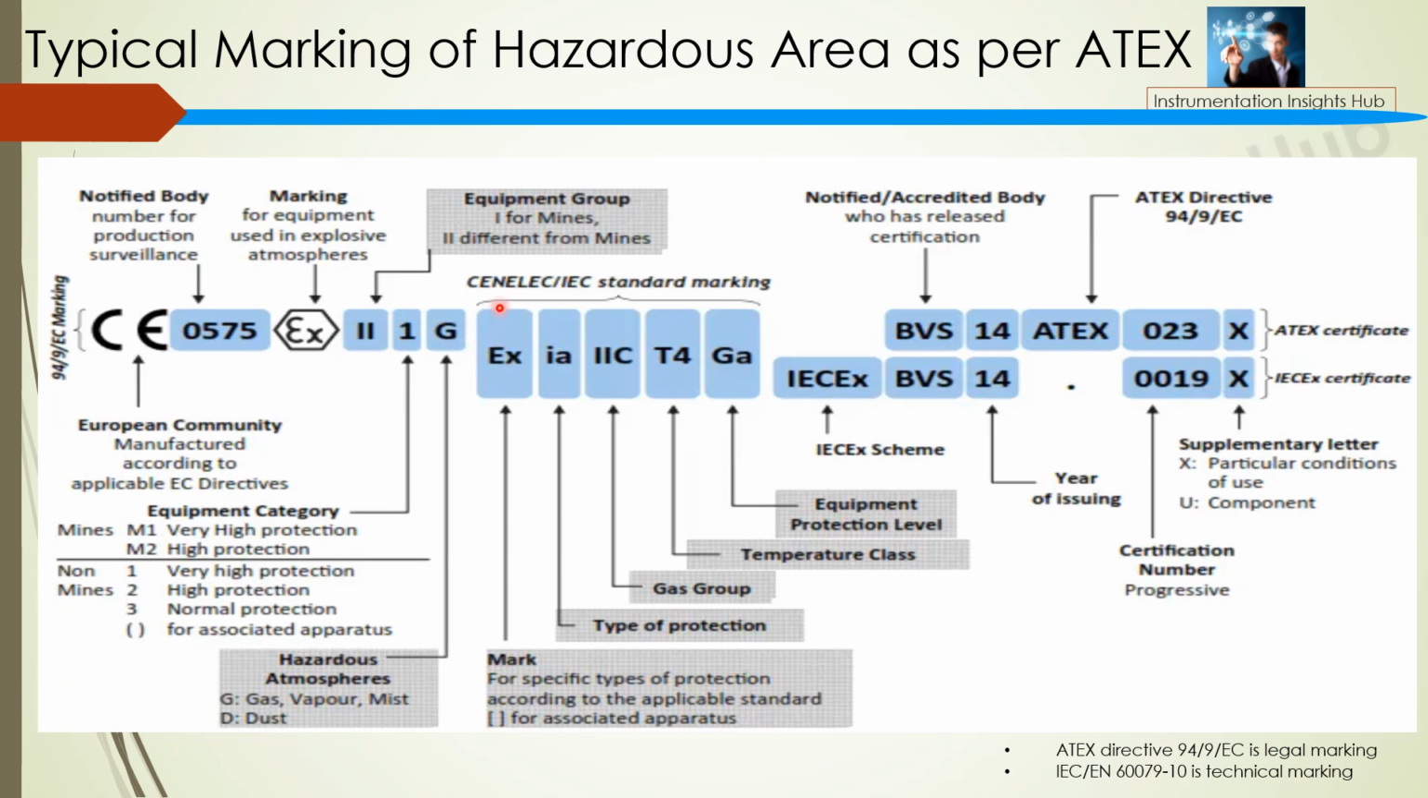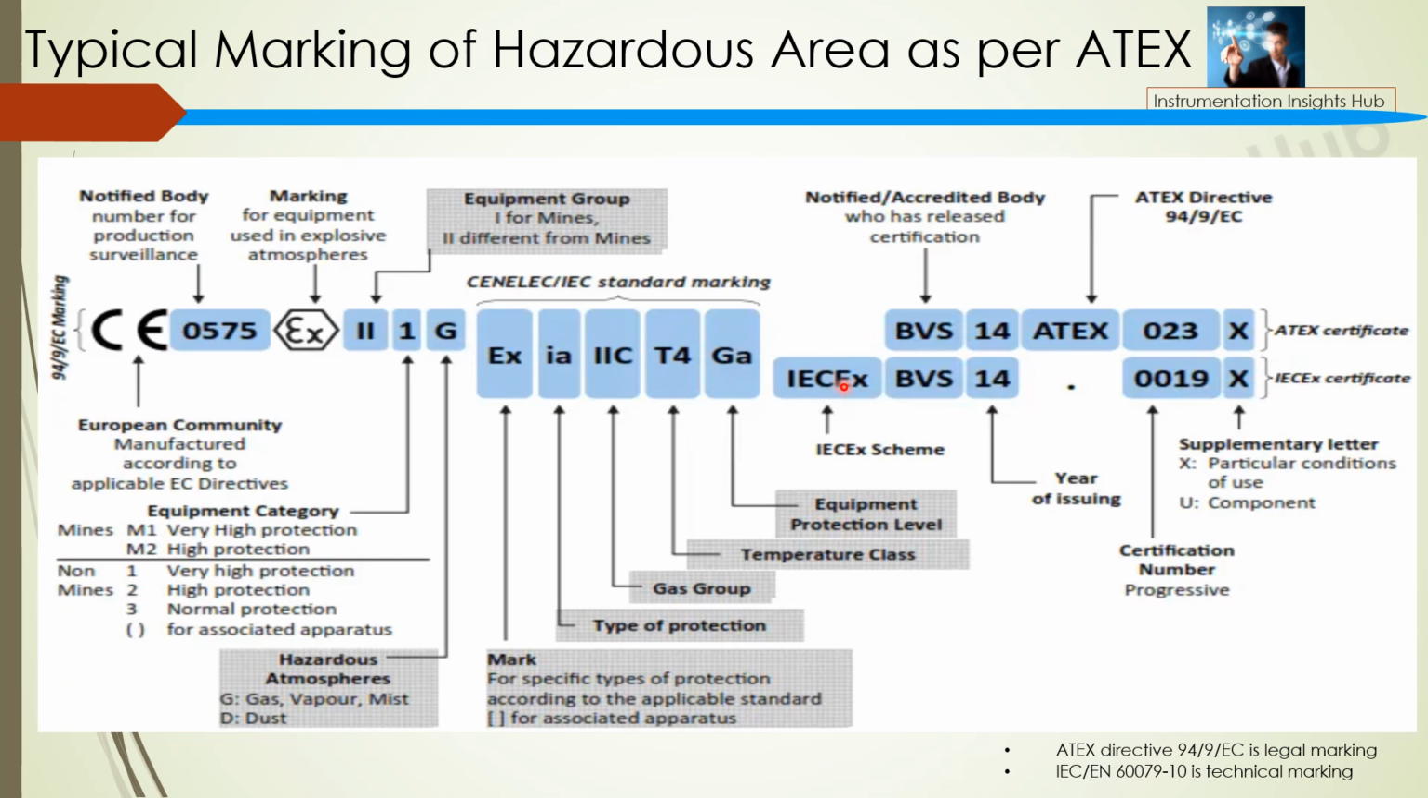This is the IEC standard marking. Ex is for a specific type of protection according to the applicable standard. Type of protection, ia, is related to what type of marking should be there on the instrument used in a hazardous area, right? IIC is the gas group, T4 is the temperature class. We will see this in detail in further slides. G is the EPL, equipment protection level.